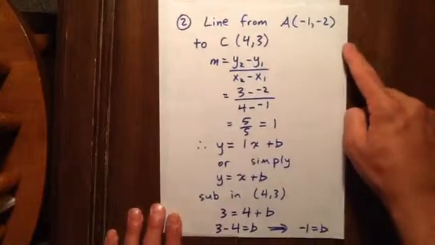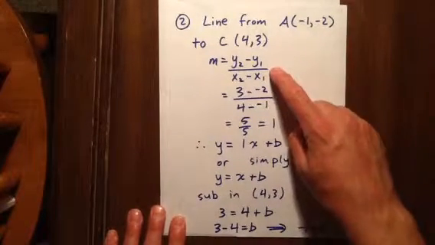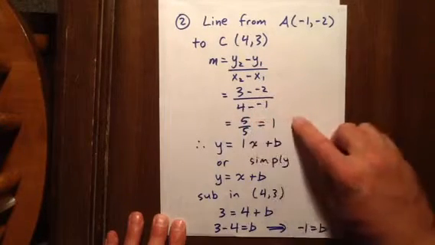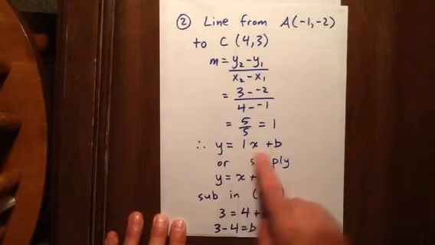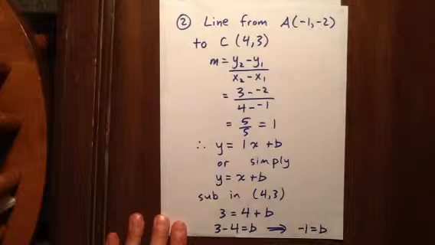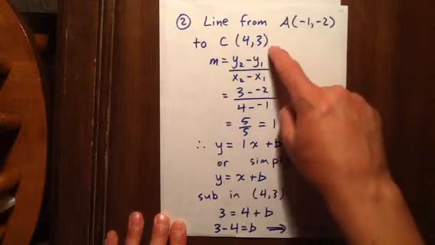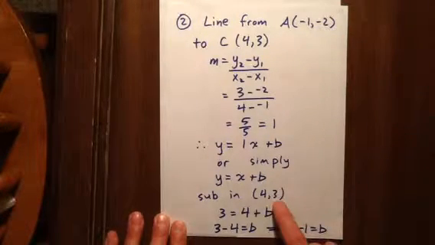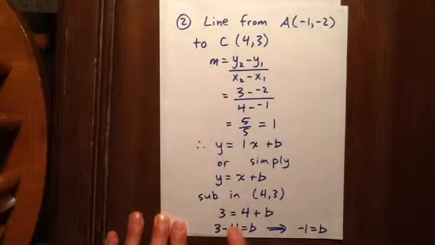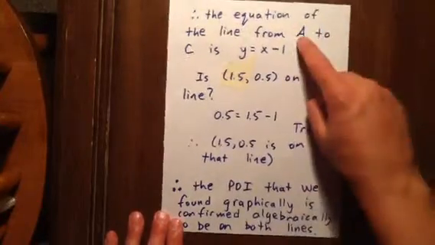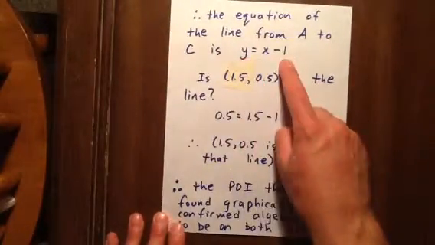First of all, we get the slope. m equals y2 minus y1 over x2 minus x1. We get 5 over 5, which is 1. So the equation of the line is y equals 1x plus b, or simply y equals x plus b. We want to sub in either of these 2 points and solve for b. So subbing in the point 4, 3, we get 3 minus 4 is b, or in other words, negative 1 equals b. So the equation of the line containing A and C is y equals x minus 1.